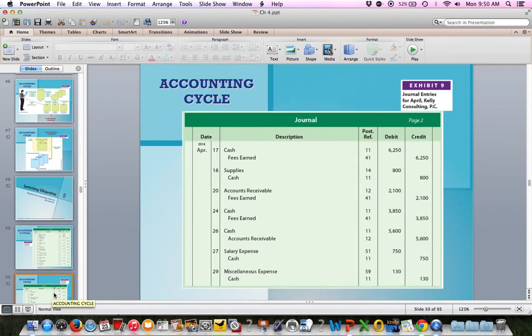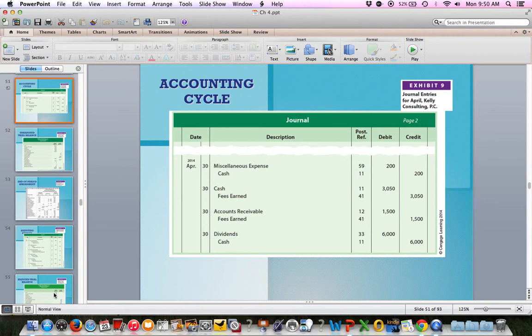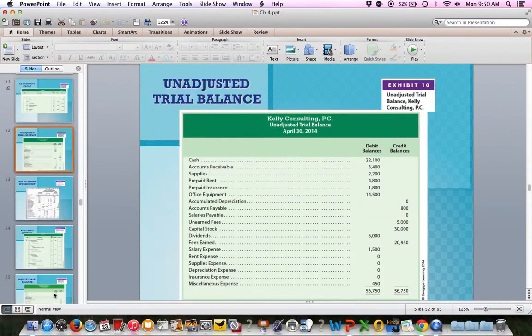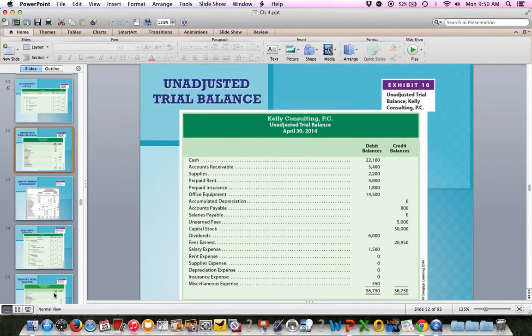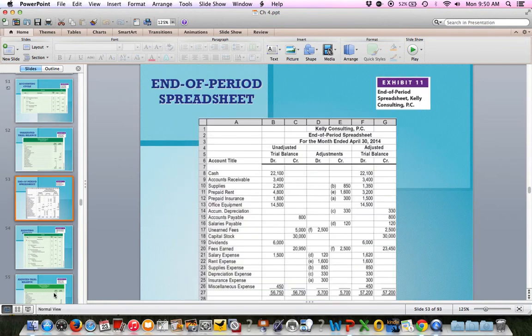Then we get to the second page of the journal here with some more entries. And we get to page 2, you can see a few more entries there. And so that gives me then, I can put together my unadjusted trial balance. Just assume that we had posted all these journal entries to our ledger, and then we could summarize our ledger accounts and transfer their balances to the unadjusted trial balance. You can see that that balance is $56,750 for both sides. I can then drop that into an unadjusted trial balance, and you can see that it's the same $56,750.